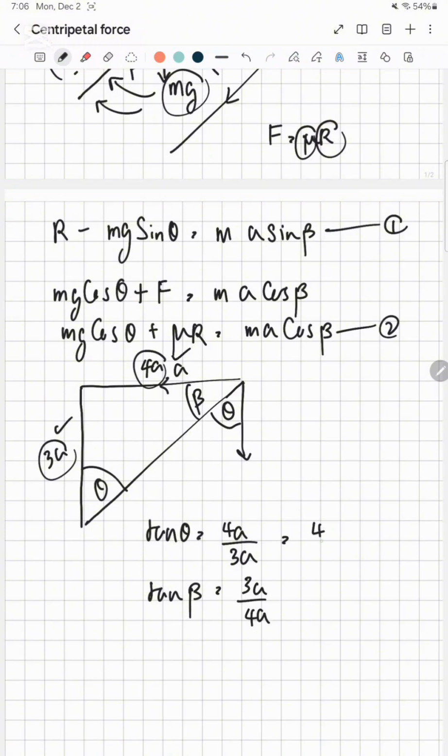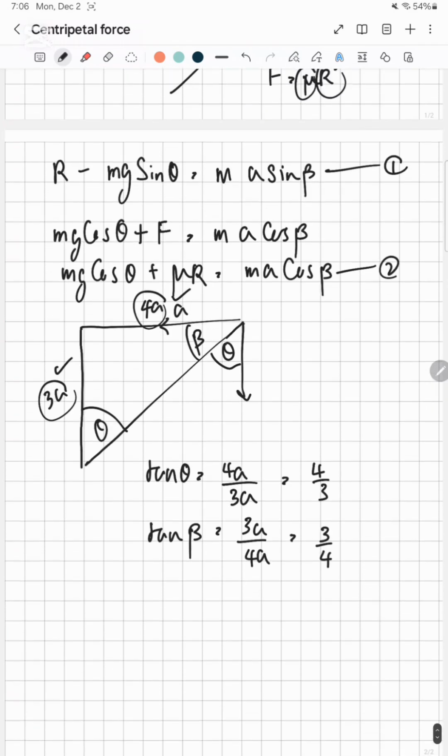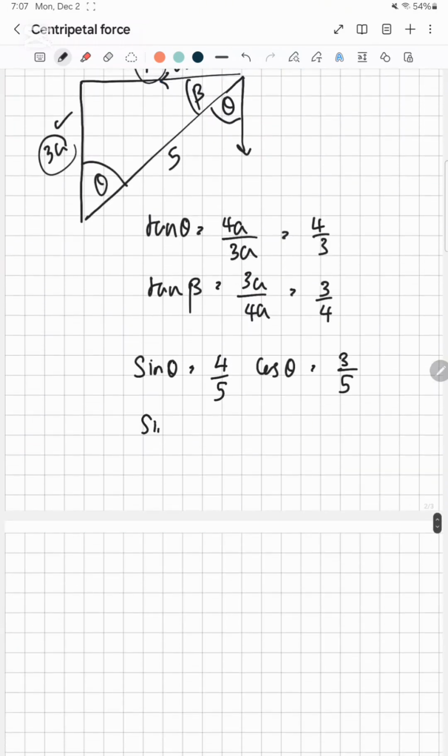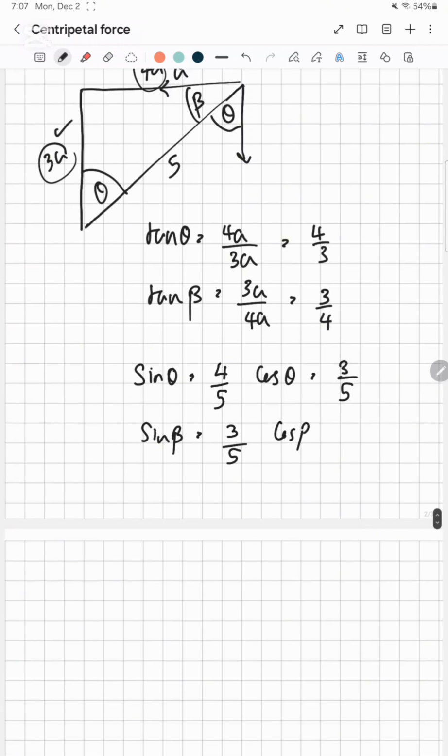So you can write this as 4 over 3, 3 over 4. And since we have sine beta, cos beta, sine theta, and cos theta, we can write sine theta equals to... so we have to find the hypotenuse, right? Hypotenuse is 5. 3 squared plus 4 squared gives you 25. Square root of 25 is 5. So sine theta is 4 over 5. Cos theta is 3 over 5. Sine beta is 3 over 5. Cos beta is 4 over 5. Now we found your angles.